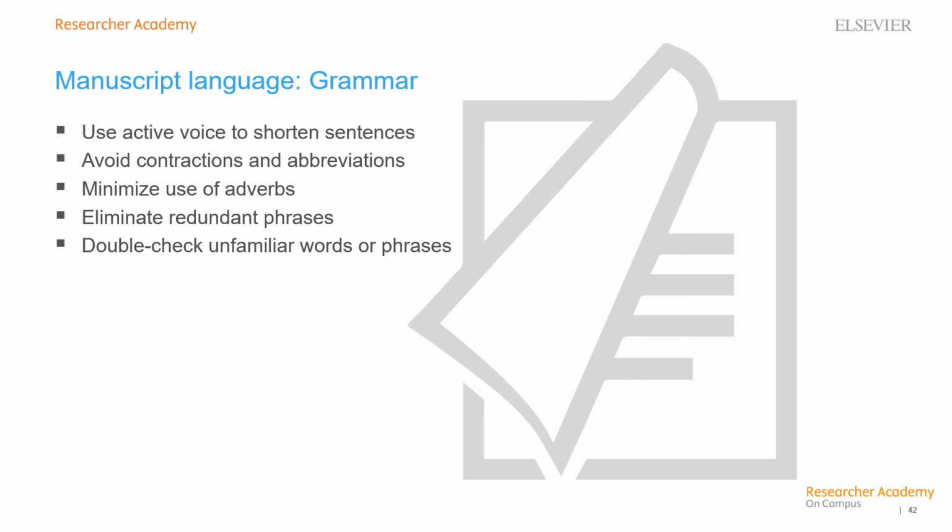You should also avoid contractions such as it's, isn't or weren't, which aren't often used in professional writing, and avoid abbreviations, except for the very well-known ones, unless you have clearly defined them elsewhere within the paper. You should minimise use of adverbs, eliminate redundant phrases, and double-check unfamiliar words or phrases.